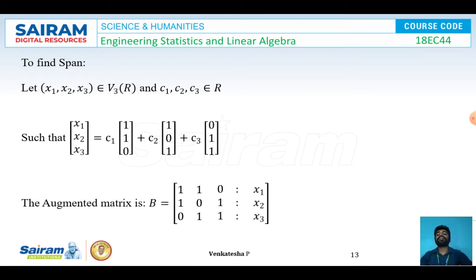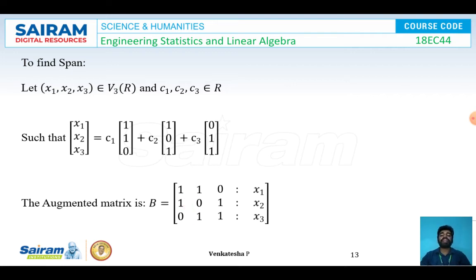Now I am going to find the span. So consider (x1, x2, x3) belongs to V3(R), and C1, C2, C3 belong to the field R. So consider (x1, x2, x3) is equal to C1 into (1,1,0) plus C2 into (1,0,1) plus C3 into (0,1,1). Now I am going to represent this equation in the form of an augmented matrix. I got B: [1 1 0 | x1], [1 0 1 | x2], [0 1 1 | x3].